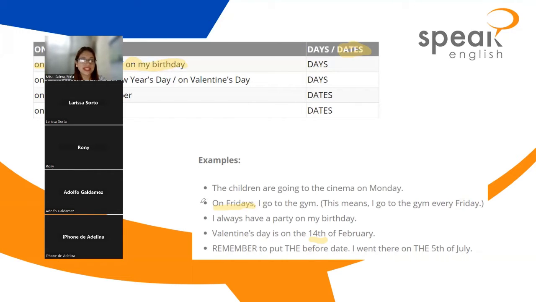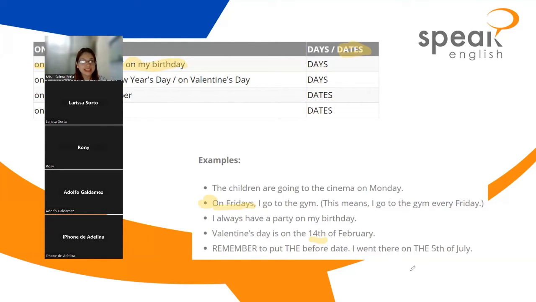Something that is important here: every single time that you say on Mondays, on Fridays, and you create a plural, because you have a letter S at the end, you mean that you do that activity every Friday during the month. If I told you we have classes on Mondays, it means that in the first, the second, the third, and the fourth week of the month, we have classes. On Fridays means every single Friday of the month. We just have to be careful.